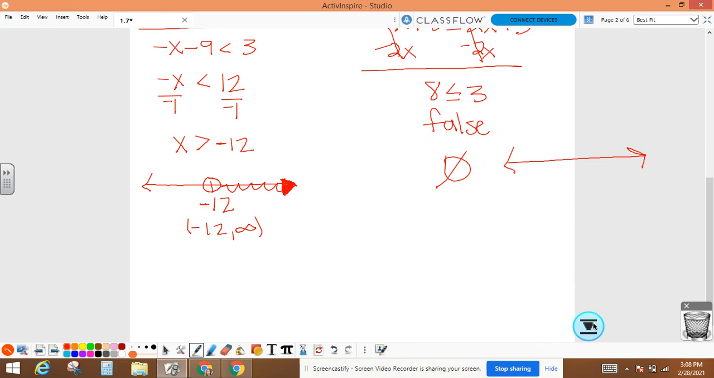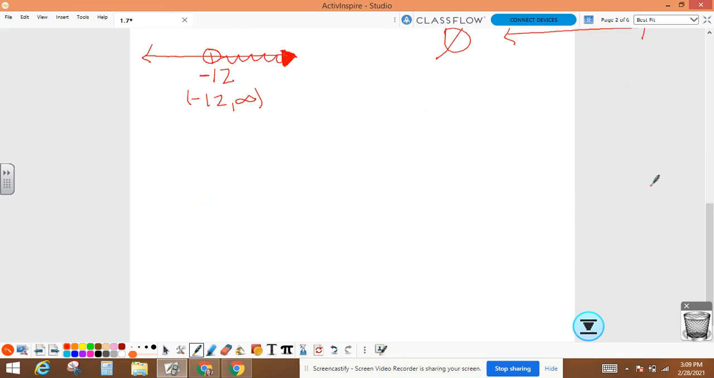All right, while we're on the topic, without working an entire other problem, let's say we worked a problem and it worked out to be 8 is greater than 3. Well, 8 is bigger than 3, so this is true, which means it would be infinite solutions. There goes the ugly handwriting.